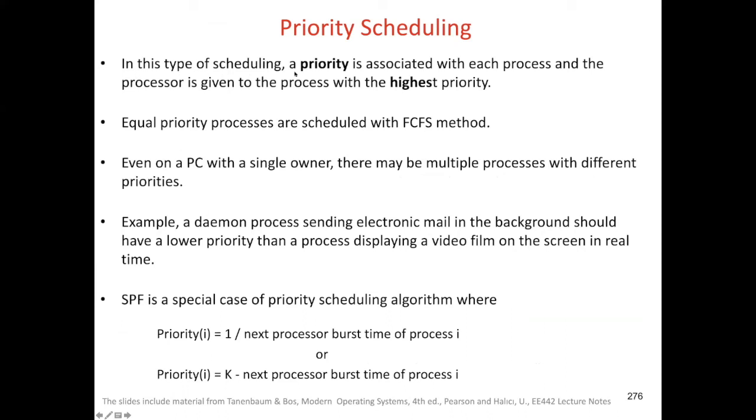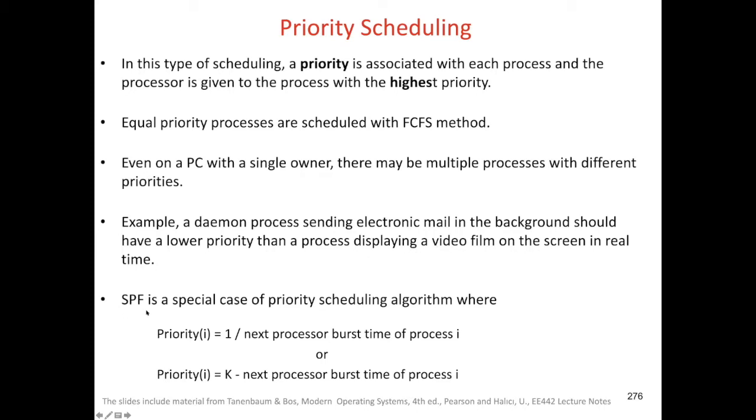In priority scheduling, a priority is associated with each process and the processor is given to the process with the highest priority. Equal priority processes are scheduled with first come, first served method. Even on a PC with a single owner, there may be multiple processes with different priorities. For example, a daemon process sending electronic mail in the background should have a lower priority than a process displaying a video film on the screen in real time.